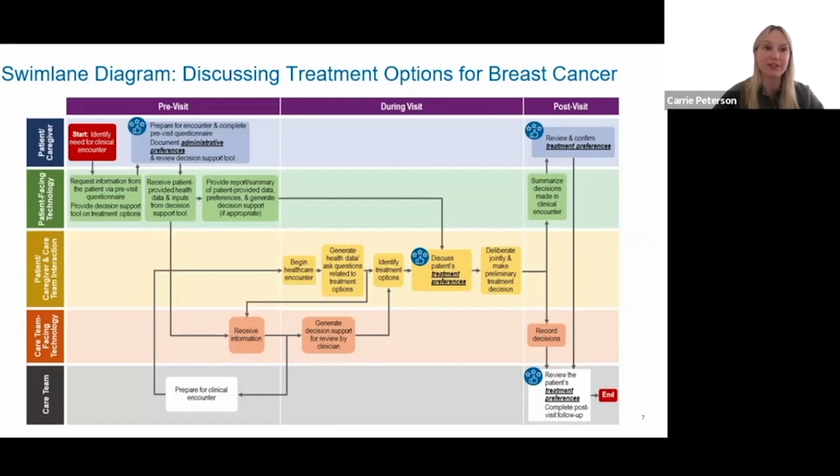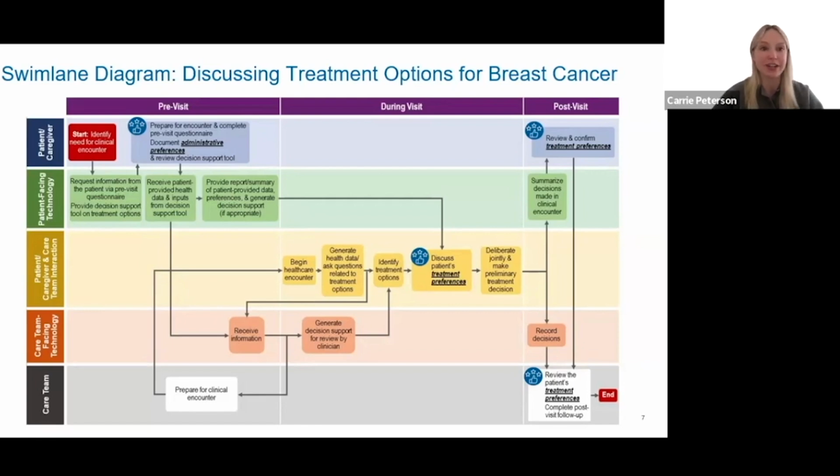Here you see the diagram that centers on a patient discussing treatment options for breast cancer. From the top of the diagram, the patient caregiver lane represents the patient who is receiving healthcare and providing preferences, along with any caregivers. Patient caregiver activities also include receiving information shared by the patient facing technology, which is the green lane below. This lane represents a patient portal or patient facing app that can be used as a PCCDS tool. Preferences shared by the patient or caregiver via this tool can be accessed and reviewed by the care team.